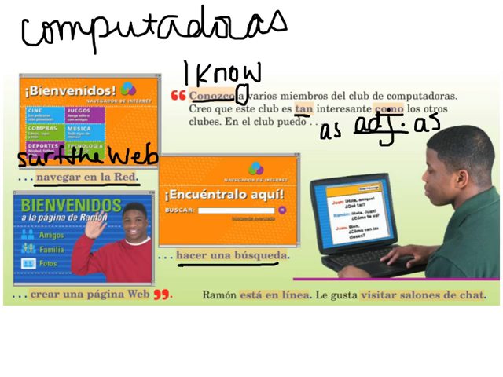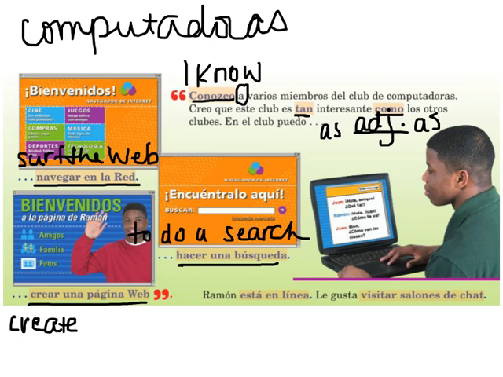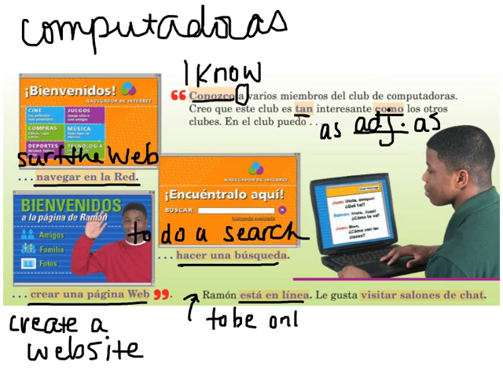Hacer una búsqueda. Do a search. To do a search. Crear una página web. Create a website. This last sentence here. Ramón está en línea. Ramón is online. Estar en línea is to be online. Le gusta visitar salones de chat. He likes to visit chat rooms.